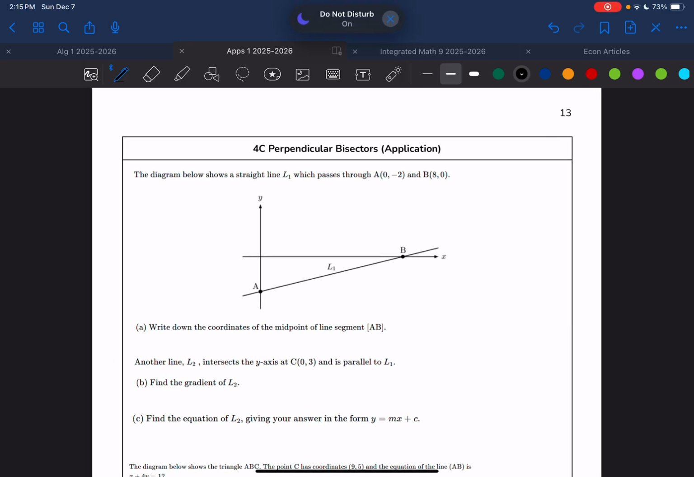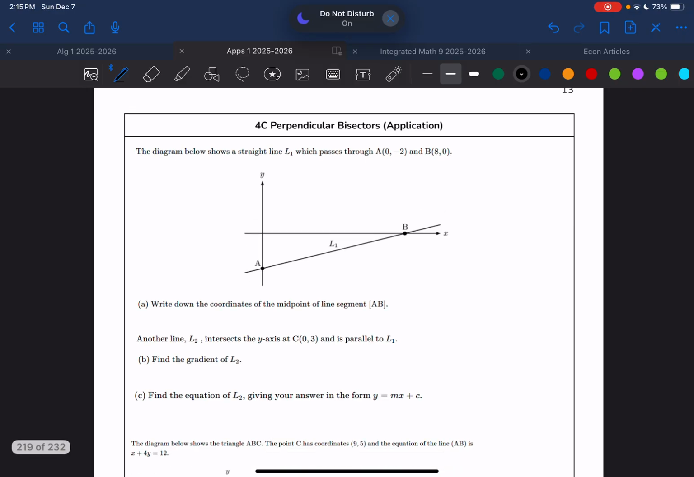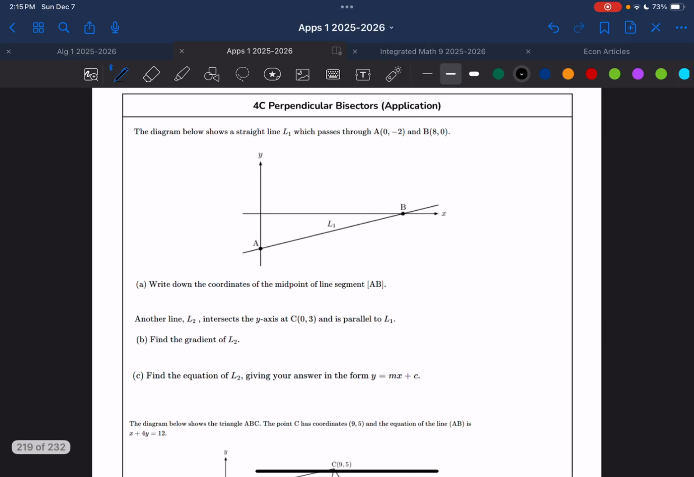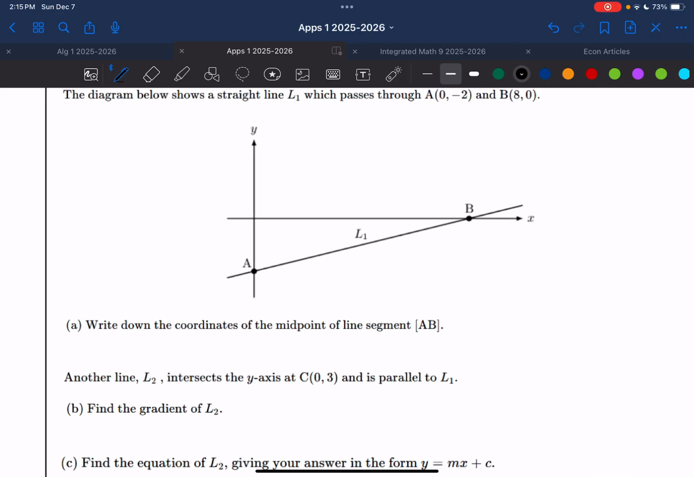Walking through page 13 in the notes packet. These are some application questions relating to perpendicular bisectors and parallel and perpendicular lines in general.